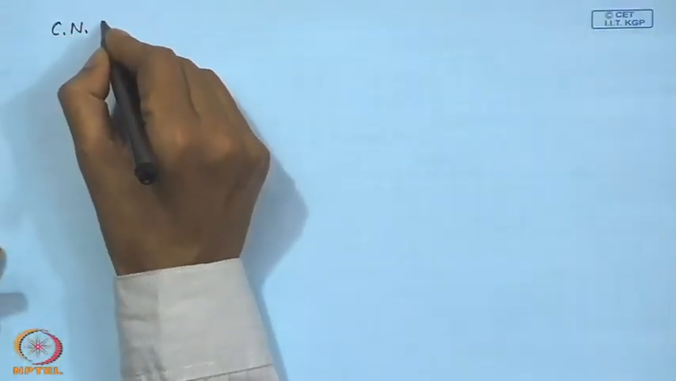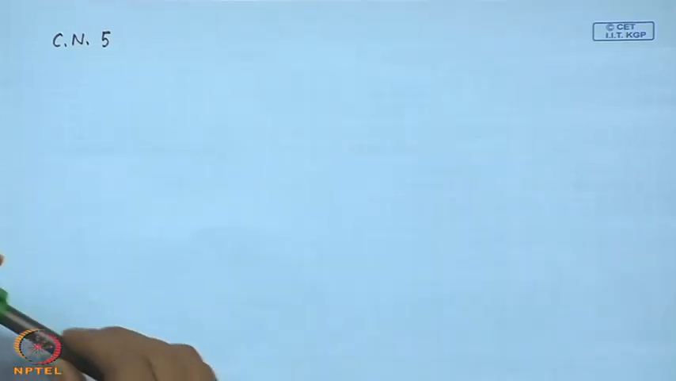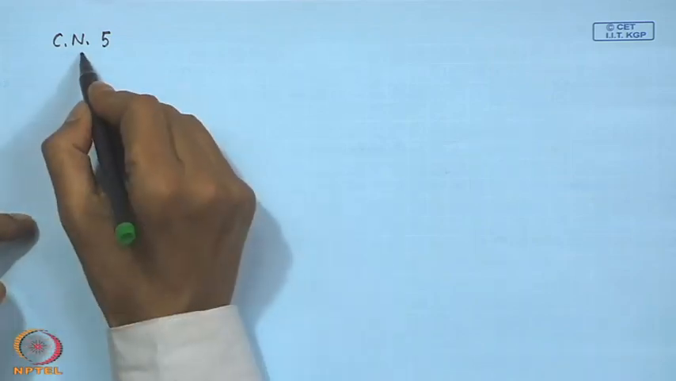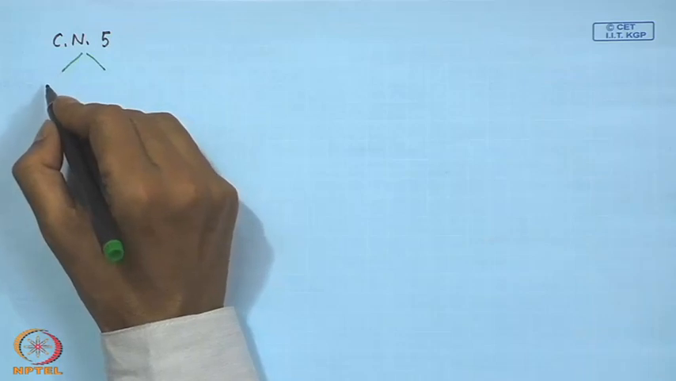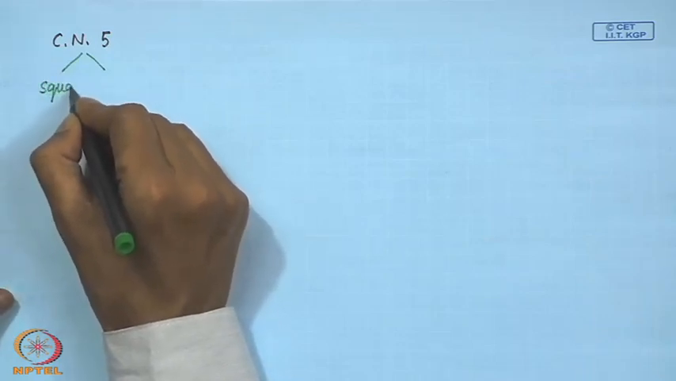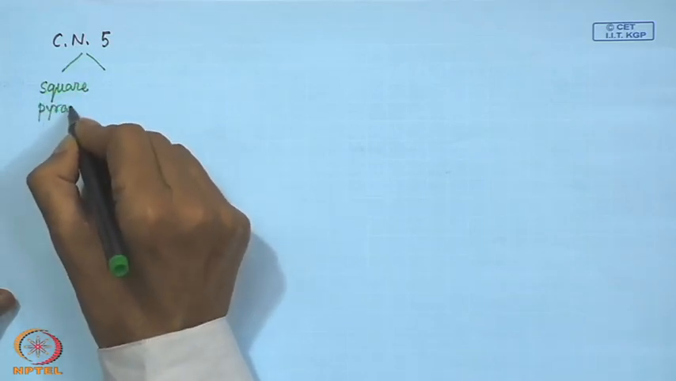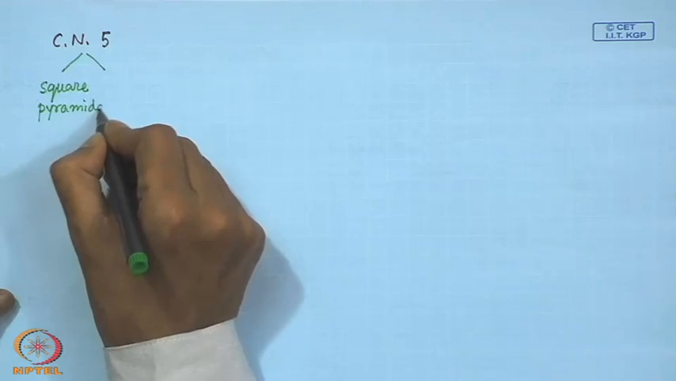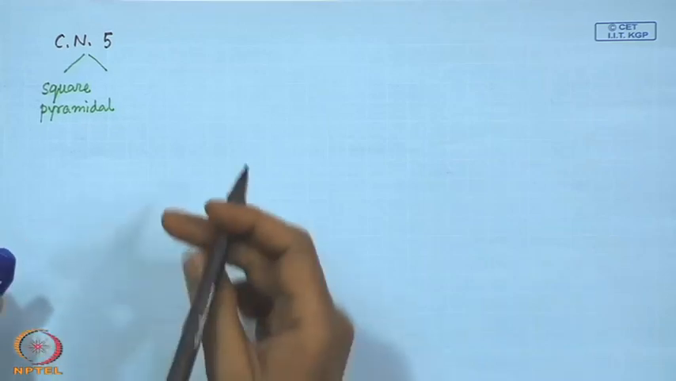but we have discussed so much about the corresponding coordination number of 5. So in coordination number 5, what we have seen is that we can have 2 different geometries. One is square pyramidal and the other is trigonal bipyramidal.